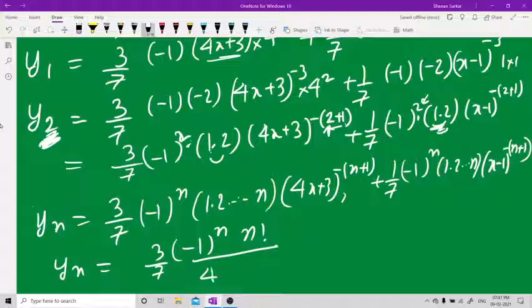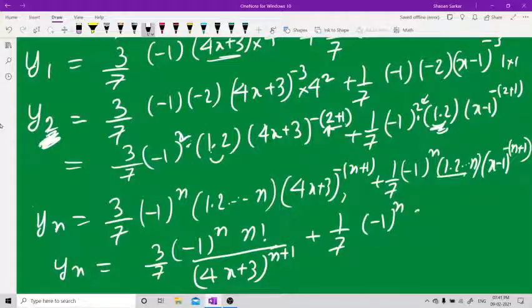So yn is 3 by 7 into (minus 1) to the power of n, n factorial, take it down, (4x plus 3) to the power of n plus 1, plus 1 by 7 into (minus 1) to the power of n. This will give you n factorial, and this will come down (x minus 1) to the power of n plus 1, like this you need to do.